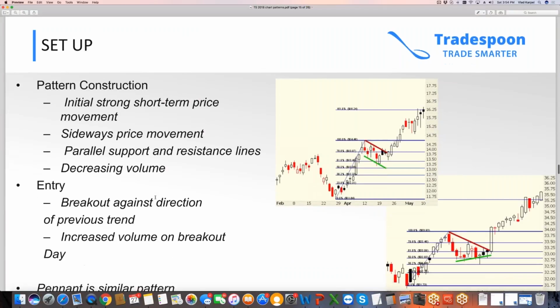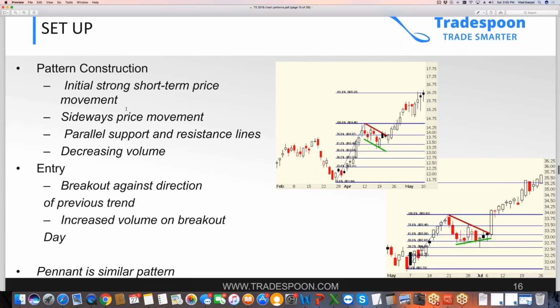So what does the setup look like? Initially, strong short-term price movement after some kind of event. Then you have sideways price movement. You have a small sell-off. Bulls are taking profit on a decreased volume, right? The initial price movement to the upside will happen on very large volume, and then on decreased volume you have a short-term correction, and then you have a breakout against the previous correction. You have a sell-off, and then the breakout occurs, and you have a continuation pattern.